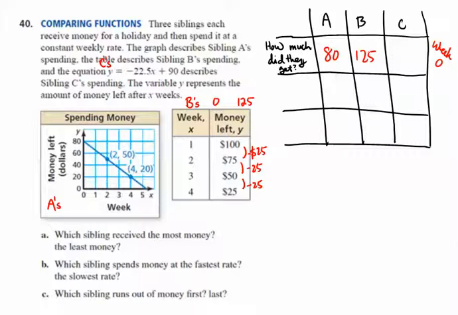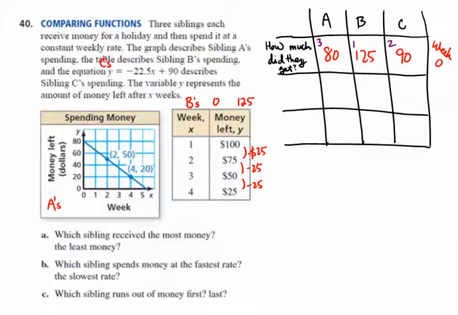For C, looking at the equation, how would we find out the amount that they had at week 0? We would just set x equal to 0. When we do that, we get y is equal to 90. So let's rank them in order of who had the most: 1, 2, and 3.